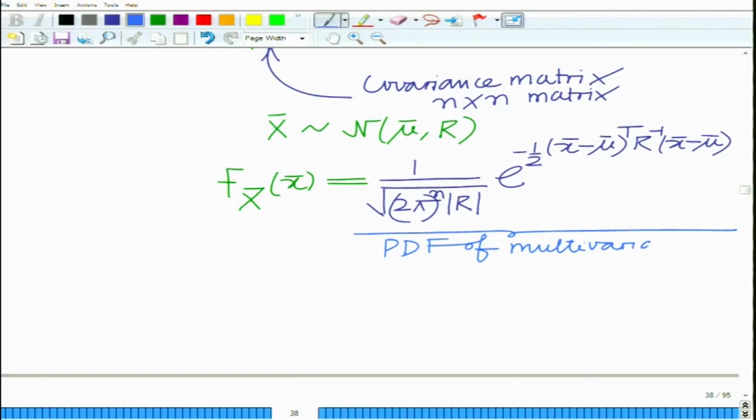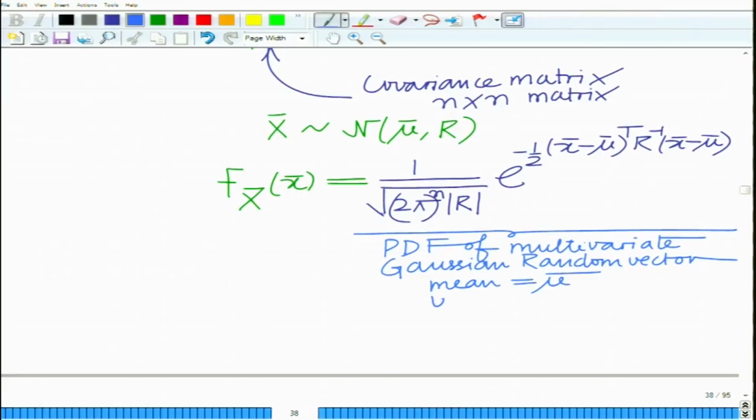PDF of the multivariate Gaussian vector with mean equals mu bar and variance equal to covariance matrix, and covariance matrix equals R. All right, and that is the expression for the PDF of the multivariate Gaussian random vector.